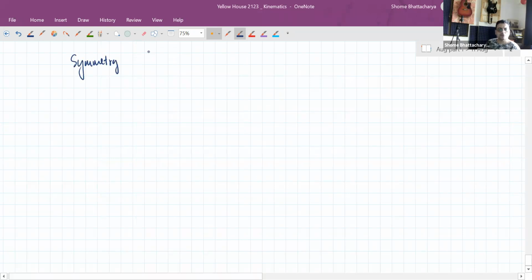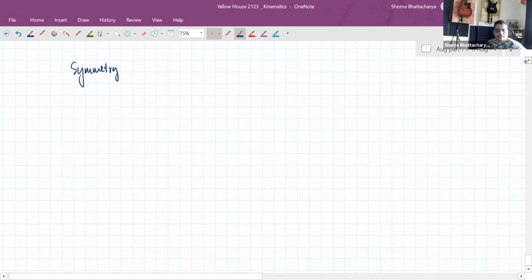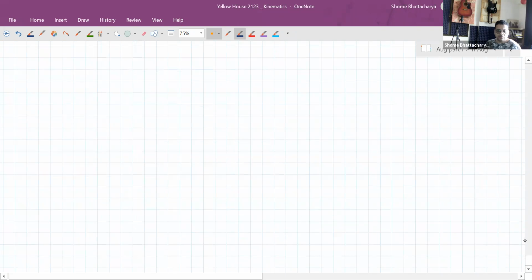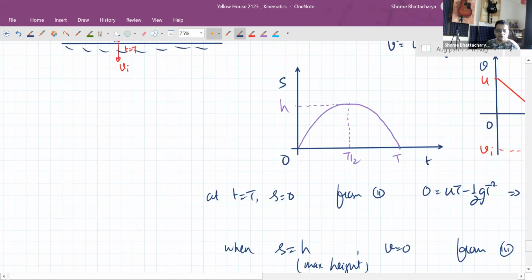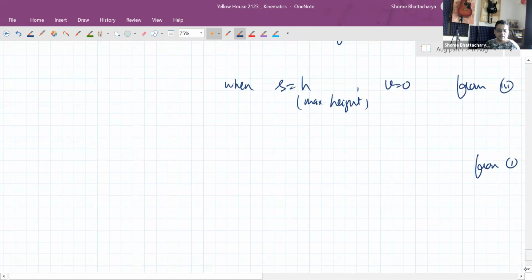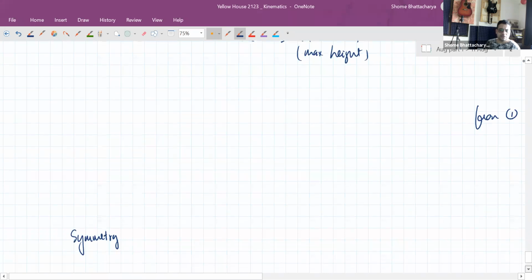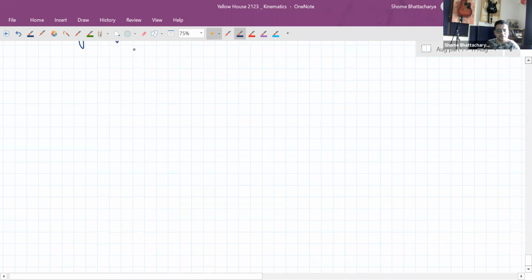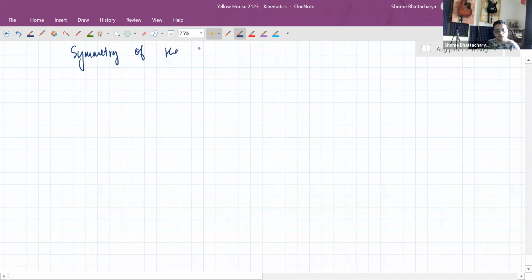So they can always be solved. Any question can be solved from the three equations. So technically equation 1, 2, and 3, we don't need anything else to solve. But if we notice the symmetry of the motion, it becomes easier to solve certain type of questions. So that is why I'm explaining this point separately. Symmetry of the ascent and descent part.